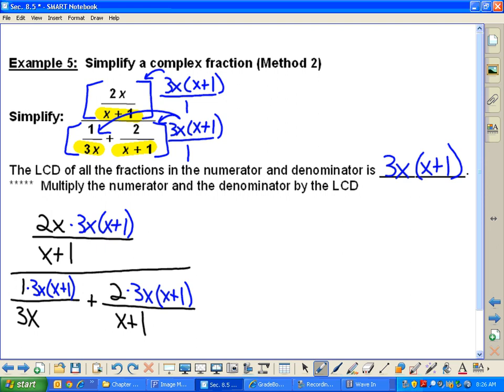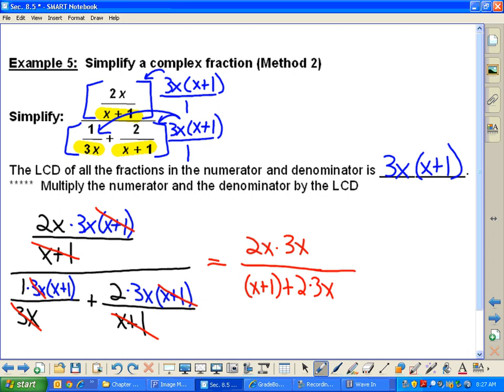Now what's so awesome is that this looks like a mess, but in actuality I can now cancel my denominators. For instance, I can reduce this top fraction by reducing out that factor of x plus 1. And then on the bottom, I can reduce out a 3x and then an x plus 1. So look at what I have left over. On the top, I just have 2x times 3x. And now on the bottom, I have x plus 1 plus 2 times 3x. This isn't too bad.